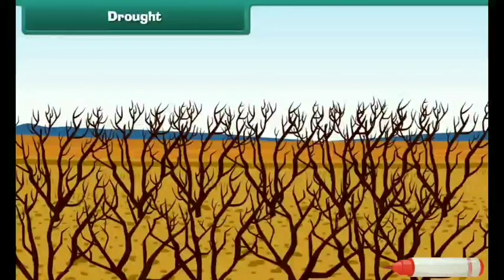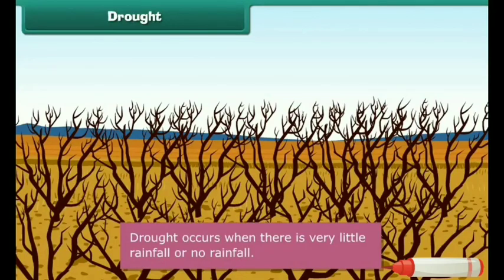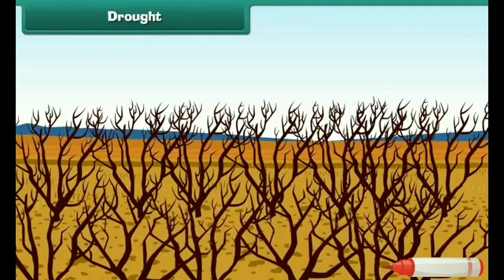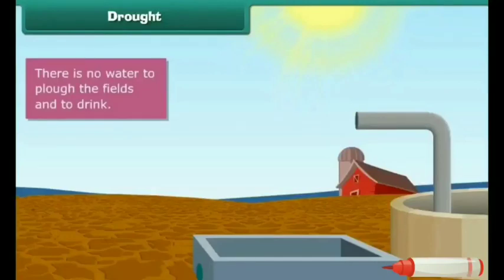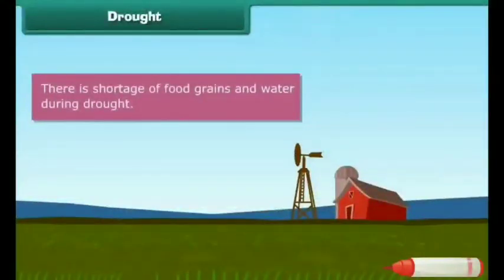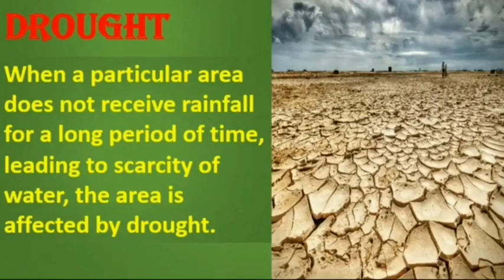Then it also leads to another kind of natural calamity or disaster that is known as drought. Drought occurs when there is very little rainfall or no rainfall. During the drought, the wells, rivers, ponds, and other water resources dry up, and there is no water to plow the fields and to drink. There is a shortage of food grains and water during the drought. So, when a particular area does not receive rainfall for a long period of time, leading to scarcity of water, the area is affected by drought.